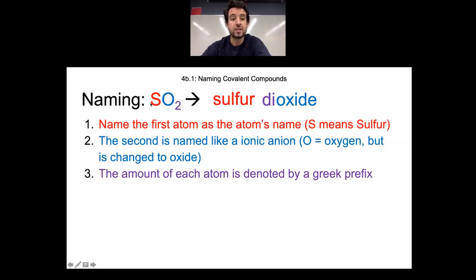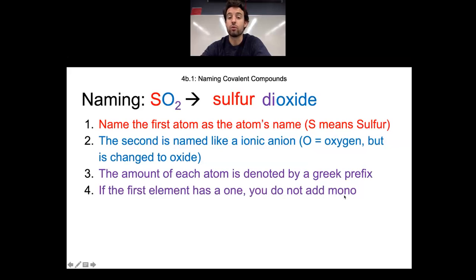Since this S doesn't have a number next to it, the number is 1. And if the first element has a 1, you do not add mono. If you're not sure what the Greek prefixes are, I'll show you them on the next slide, so get ready for that. So that's one other rule you have to keep in mind. All the time students will mess up on that.